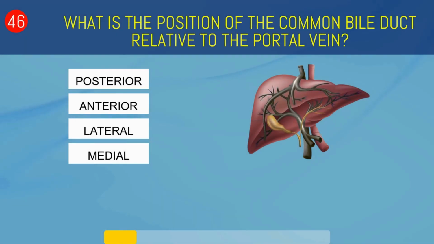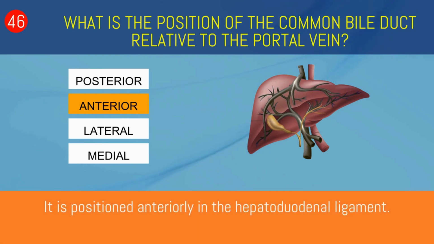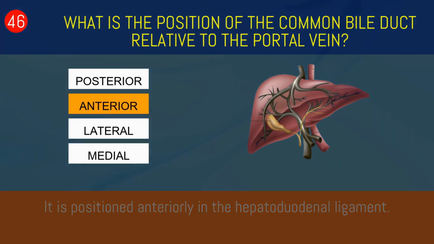What is the position of the common bile duct relative to the portal vein? Posterior, anterior, lateral, or medial? Anterior. It is positioned anteriorly in the hepatoduodenal ligament.